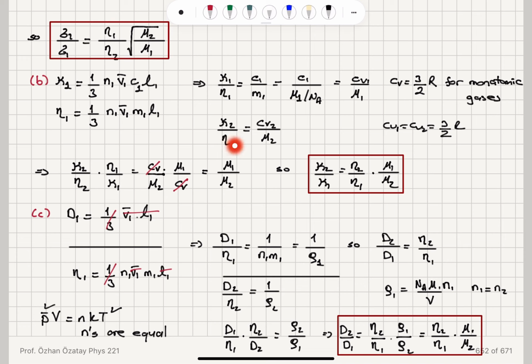Now, kappa 2 over eta 2 is Cv2 over mu2 in that case for constant volume. So we have the ratio kappa 2 over eta 2 multiplied by eta 1 over kappa 1 is Cv2 over mu2 multiplied by mu1 over Cv1, but they have the same molar specific heat, so they cancel. 5/2 R or 3/2 R, it doesn't matter. So kappa 2 over kappa 1 becomes eta 2 over eta 1, mu1 over mu2.